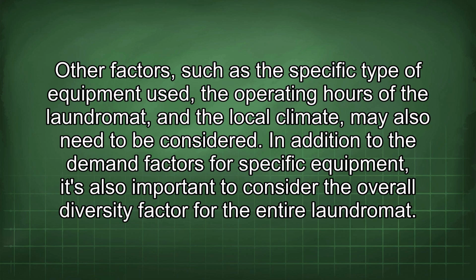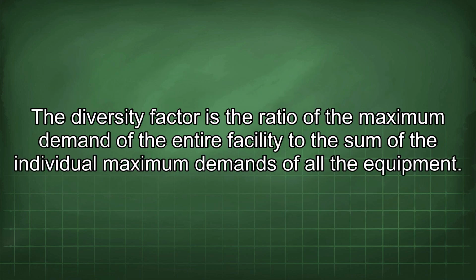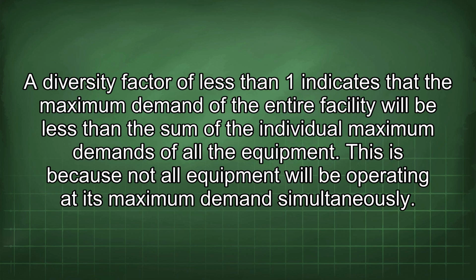In addition to the demand factors for specific equipment, it's also important to consider the overall diversity factor for the entire laundromat. The diversity factor is the ratio of the maximum demand of the entire facility to the sum of the individual maximum demands of all the equipment. A diversity factor of less than 1 indicates that the maximum demand of the entire facility will be less than the sum of the individual maximum demands of all the equipment. This is because not all equipment will be operating at its maximum demand simultaneously.